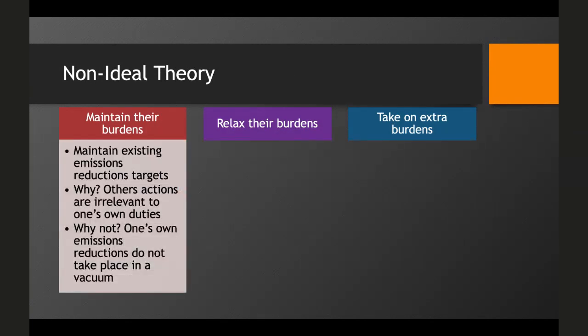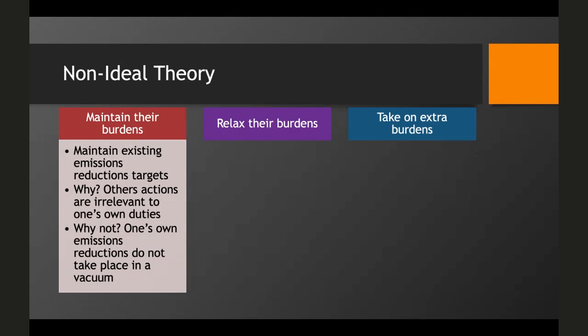Maintaining their existing emissions reduction targets could be justified because what other people do is irrelevant to one's moral duties. If you have a moral obligation as an individual to take a certain action, it doesn't matter that other people aren't taking that action, right? That the US is failing to act morally or act justly doesn't give an excuse for the EU to do so.